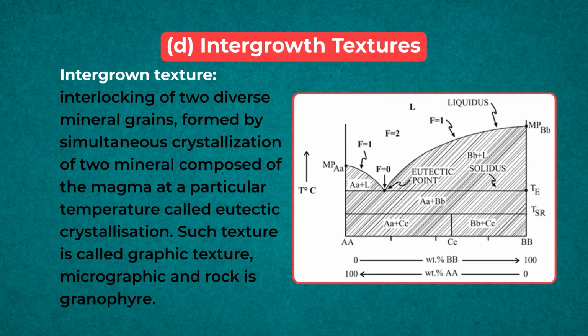Now, the fourth category we will discuss is the intergrowth texture or intergrown texture. In case of intergrown texture, the interlocking of two diverse mineral grains is formed by simultaneous crystallization of two mineral components of the magma at a particular temperature, called eutectic crystallization. Such texture is called graphic texture. The rock is called micrographic rock, and the rock is also called granophyre.